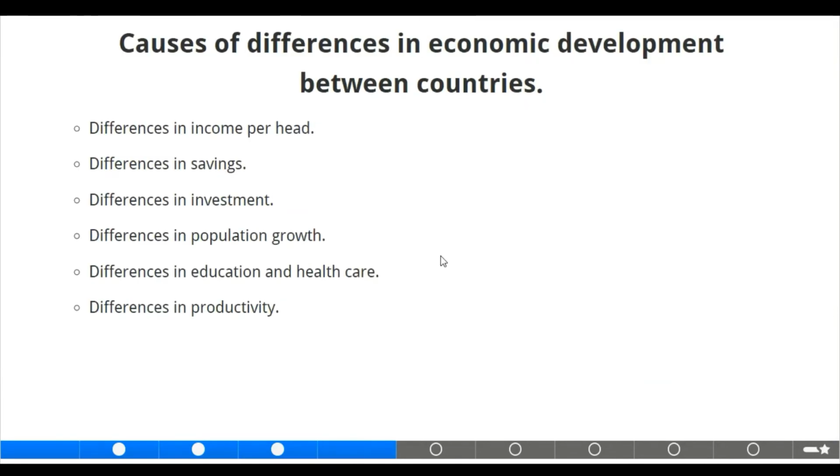Moving to the next slide, we now move to the causes of differences in economic development between countries. Why do we have different economic development across different countries? First, we have the difference in income per head. Of course, economic development tends to be lower in countries with low real GDP per head and high in countries that have high real GDP per head.